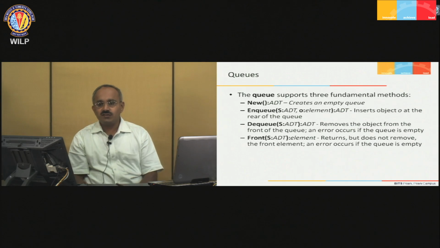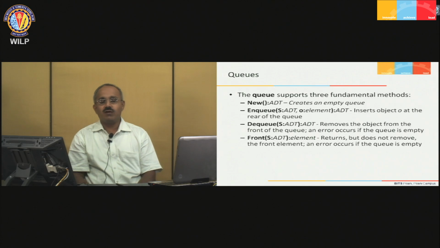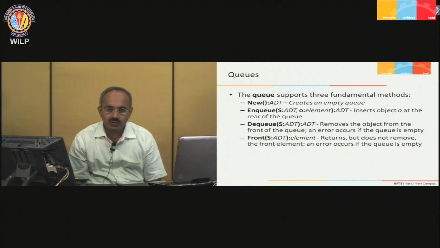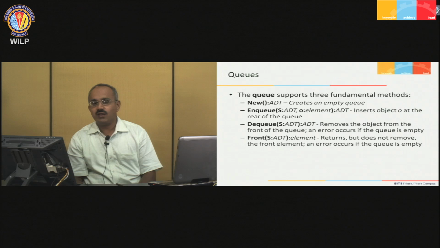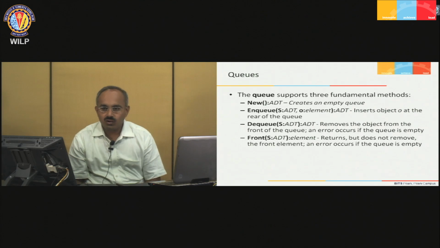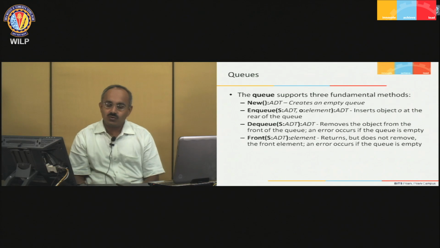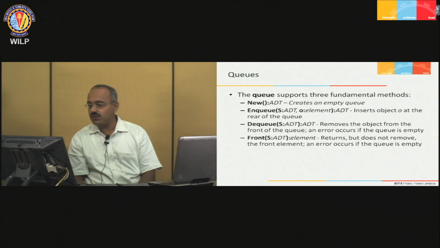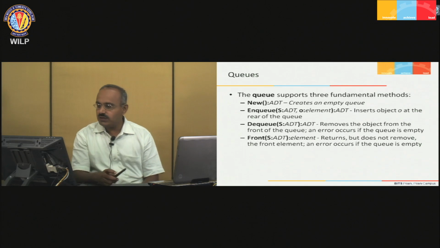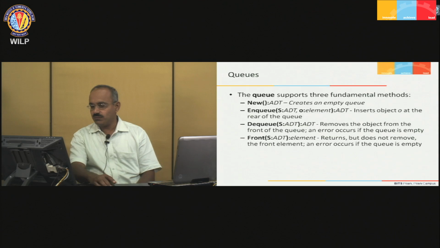Again, like other data structures, there are two basic operations that we would like to do on a queue. One is adding an element to the queue, which we are going to call enqueue, or we are going to delete or remove elements from the queue, which we are going to call dequeue. Then we also need functions like front and new.